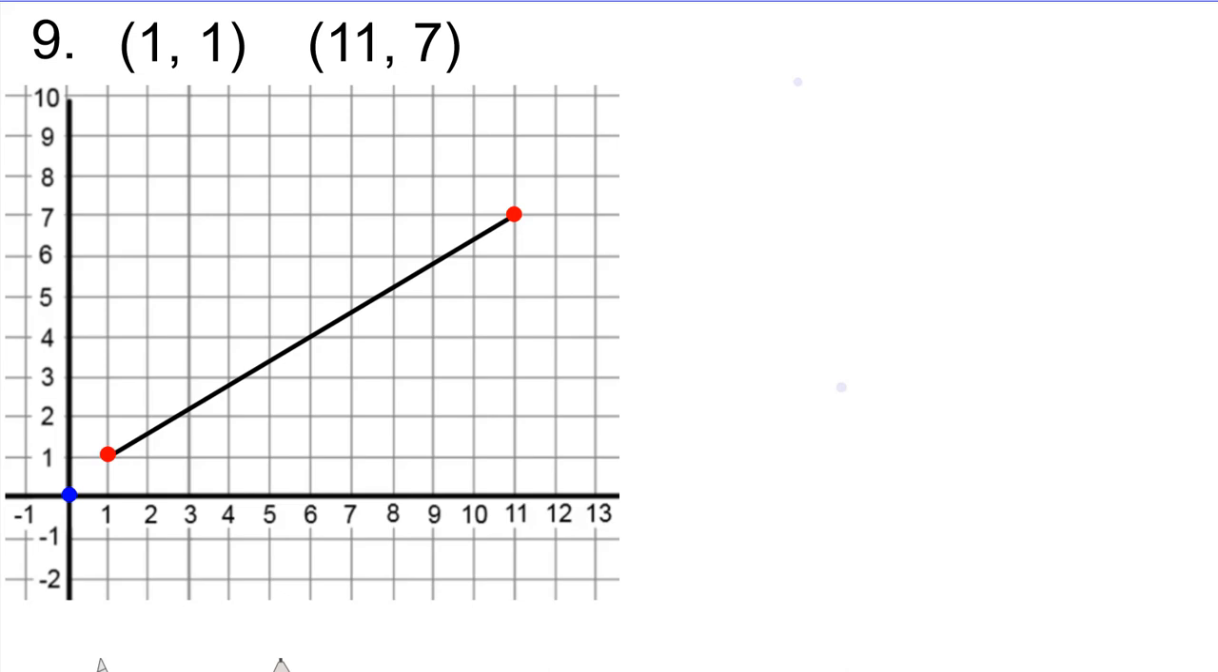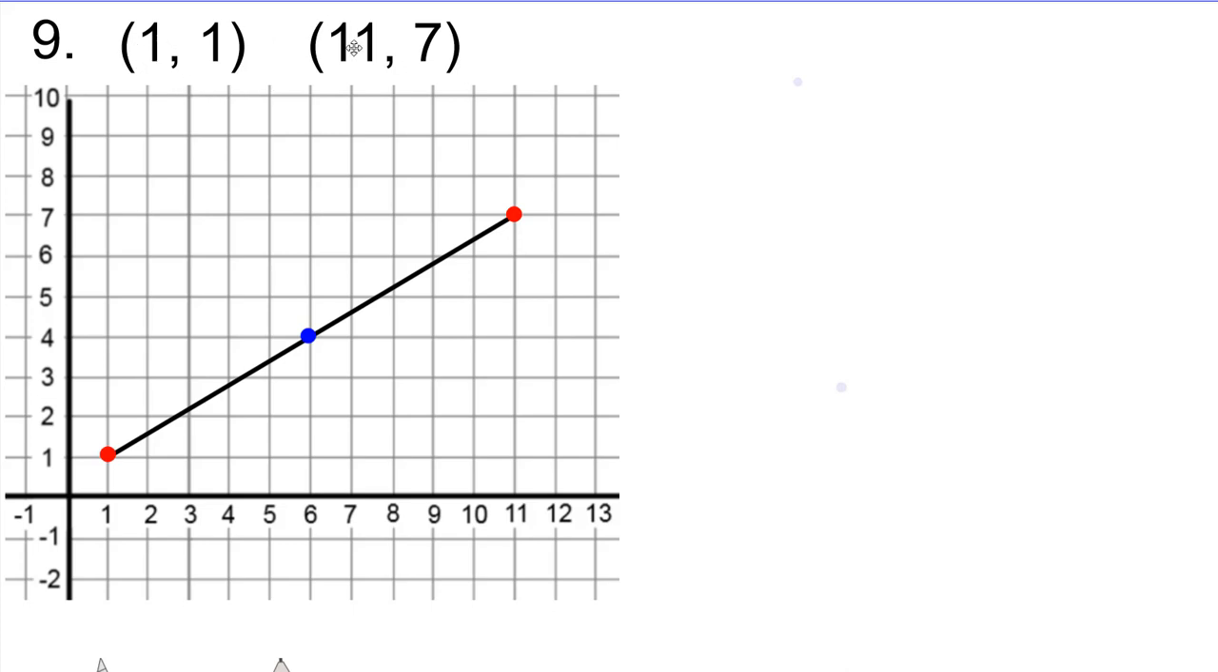Okay, so on number 9, graph out (1, 1) and (11, 7). Then to find the midpoint, you can probably guess it's somewhere around there. Somewhere, okay? But if we want to be sure, we could just find the average of the x and the average of the y.